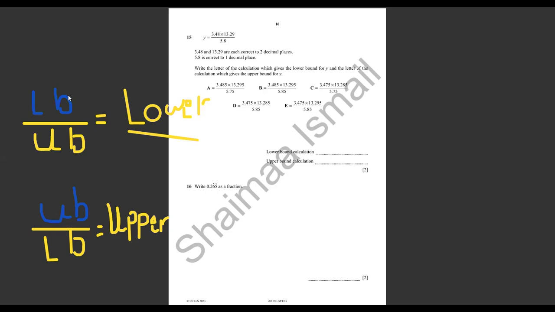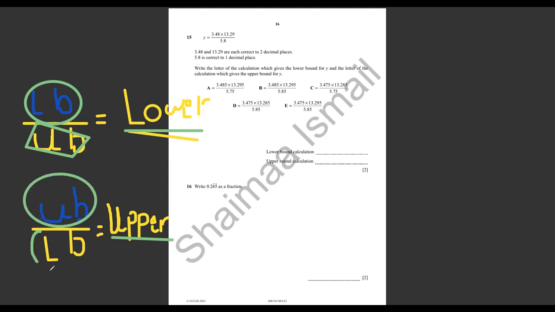Lower number with bigger number to get it lower. Okay, so just to get it lower here. To get an upper number here, we have to divide it, the big one dividing by the small one here. So let's do this.